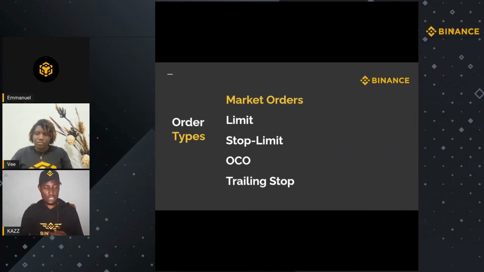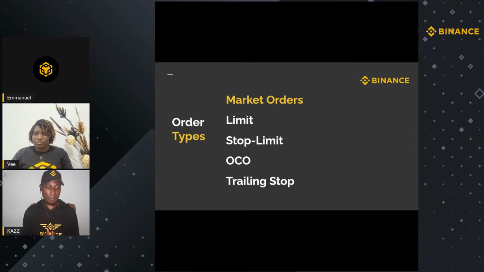Now, the most important aspect I want to look into today is the order types on the spot market. We have five different order types. In a broader view, they're categorized into two, which are market orders and limit orders. But looking at them in detail, we have five main types on the spot market: market orders, limit orders, spot stop limit, OCO, and trailing stop. I'll be going into them one after the other.